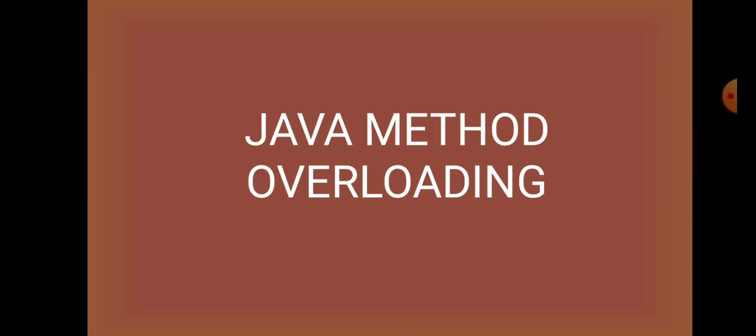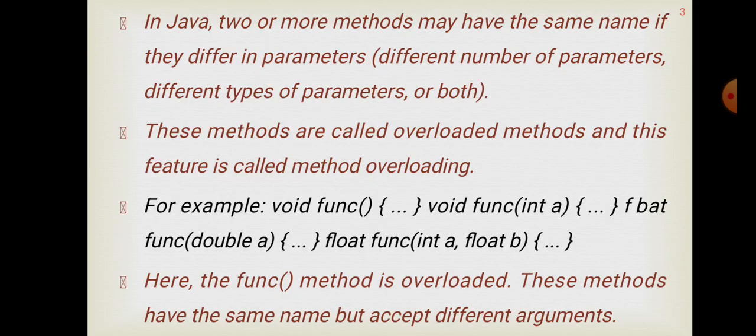Next we are going to discuss Java method overloading. In Java, two or more methods may have the same name if they differ in parameters. These methods are called overloaded methods, and this feature is called method overloading. When applying method overloading, we use a single method for doing multiple operations, by changing the parameters as well as the return data type.